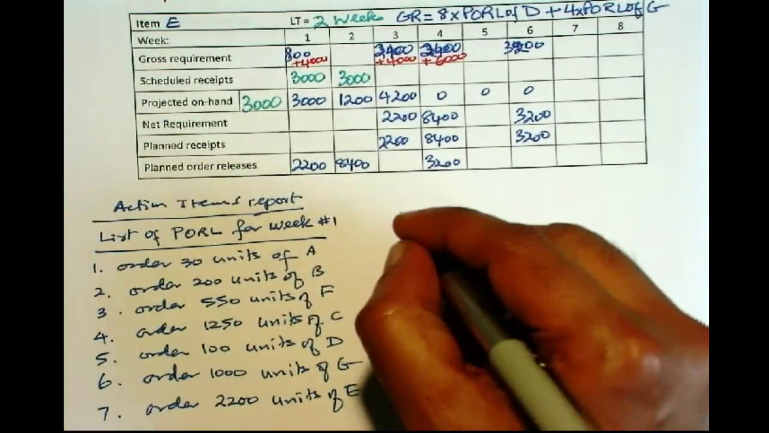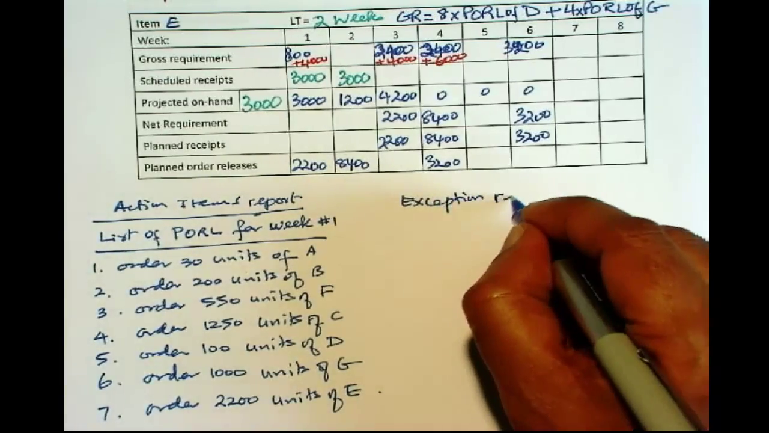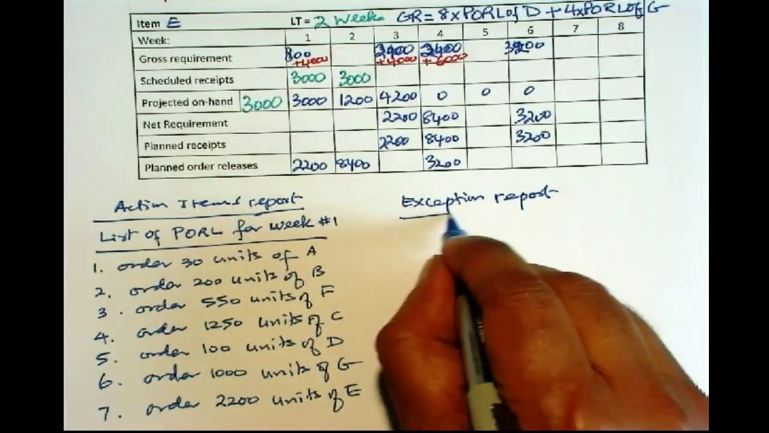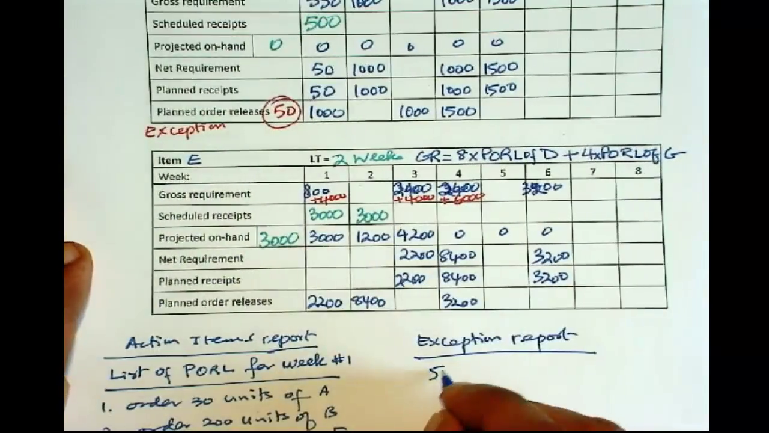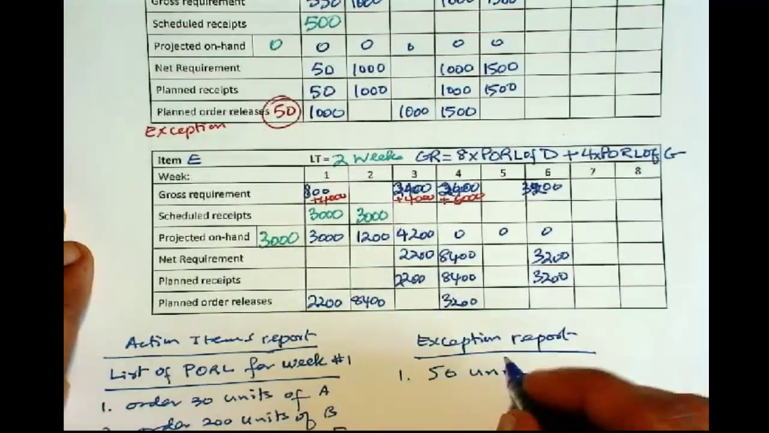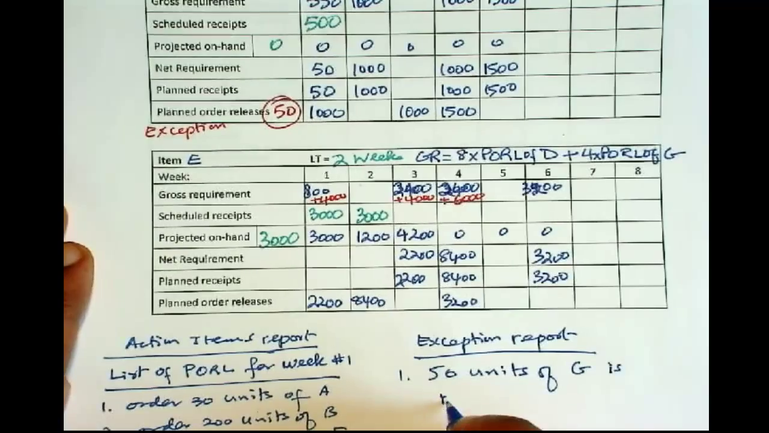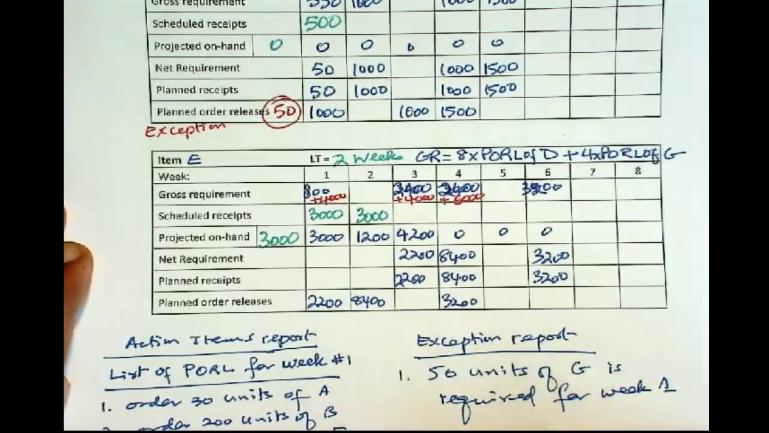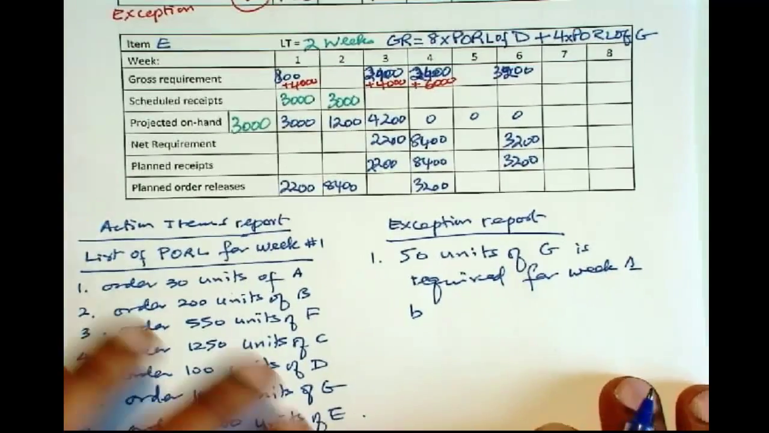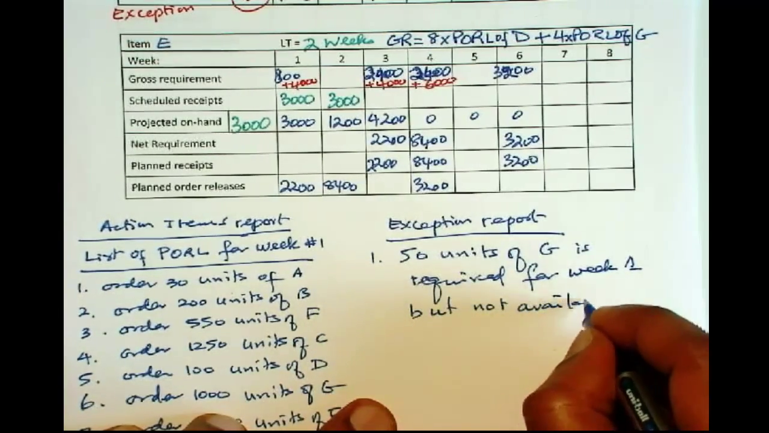Then the second report is the exception report. So any problem areas, that's what that is. The first exception is 50 units of G is required for week 1, but not available. So this is something that we'll have to try to mitigate.